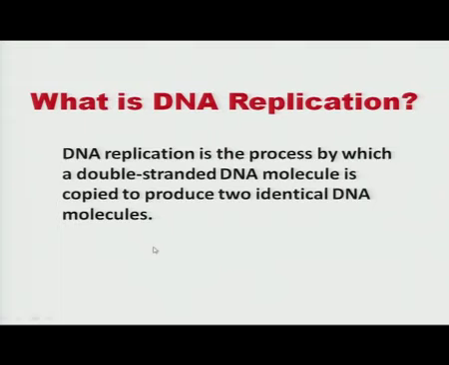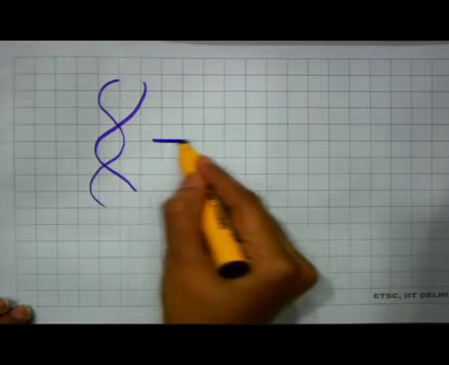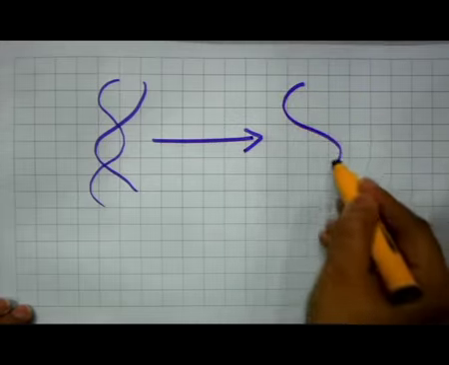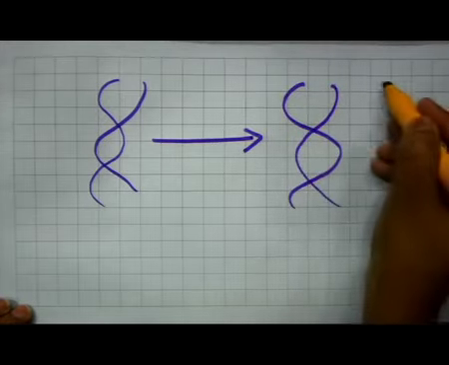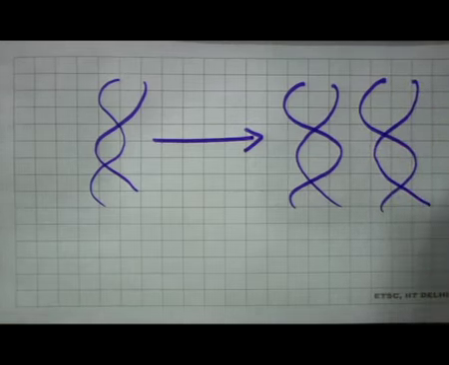What is DNA replication? As we know, replication is a process of making a copy or making a replica. Replica means exact copy. So, DNA replication is a process by which a double-stranded DNA molecule is copied to produce two identical DNA molecules. Suppose here is a DNA molecule, and it is copied to form two DNA molecules. This process of making the copy of DNA is called DNA replication.